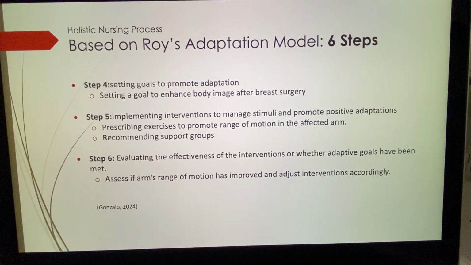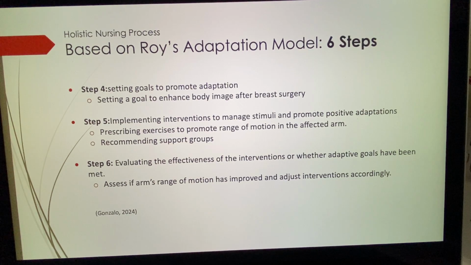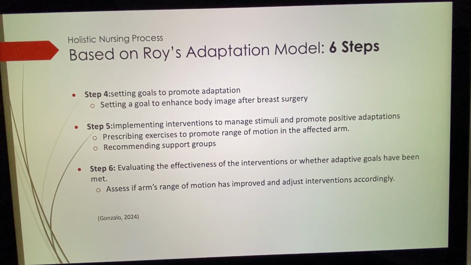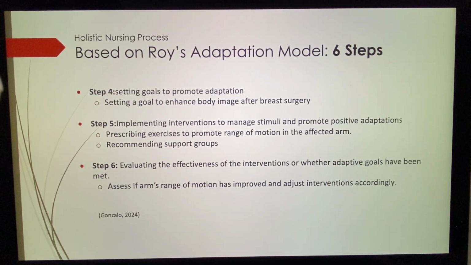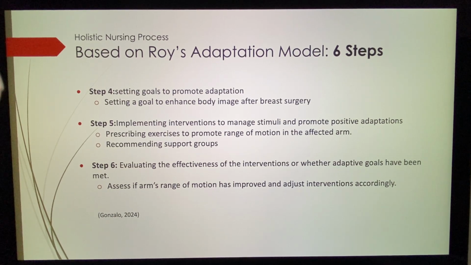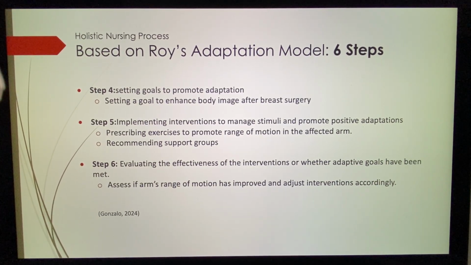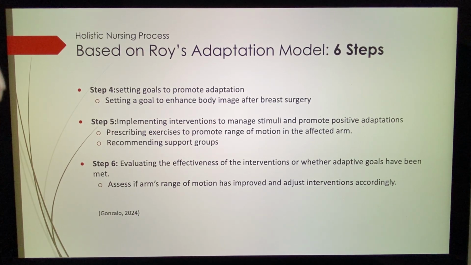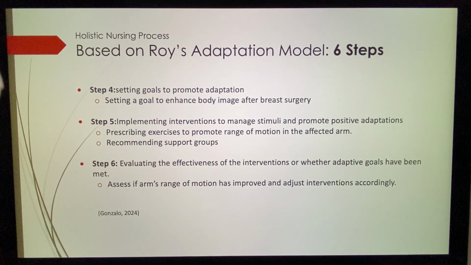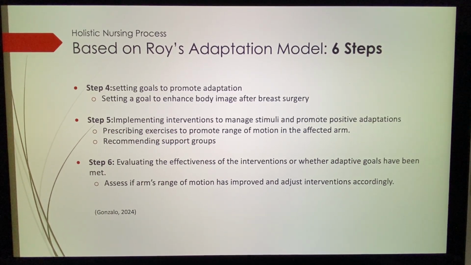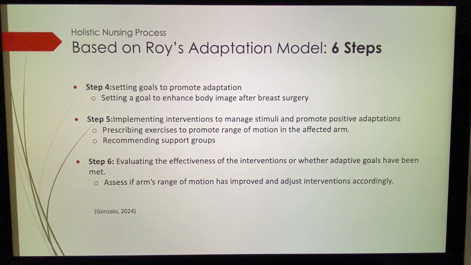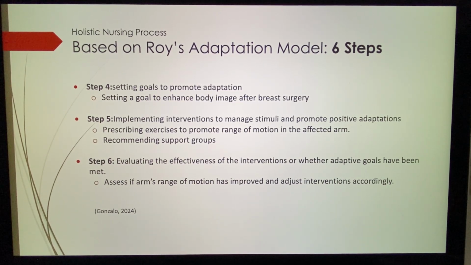Step five is implementing interventions to manage stimuli and promote positive adaptations. Prescribing exercises to promote range of motion in the affected arm, or recommending support groups. Step six is evaluating the effectiveness of the interventions on whether adaptive goals have been met. An example is to assess if the arm's range of motion has improved and adjust interventions accordingly.